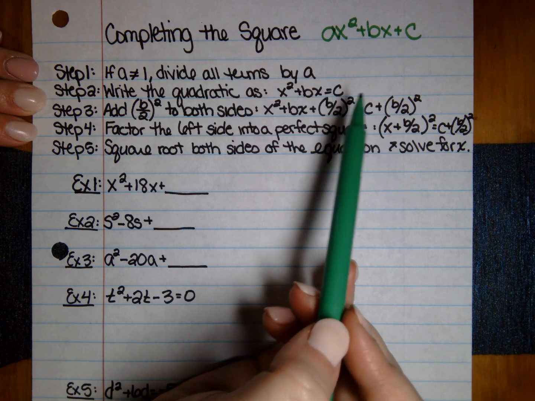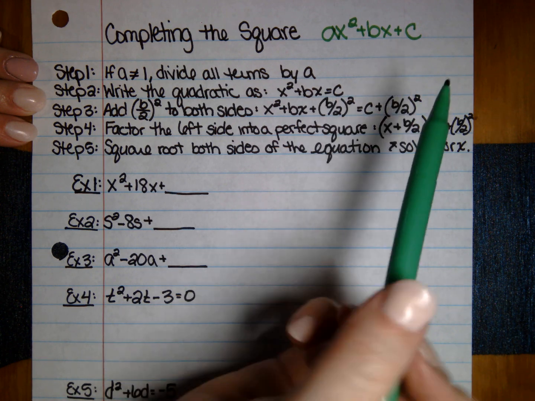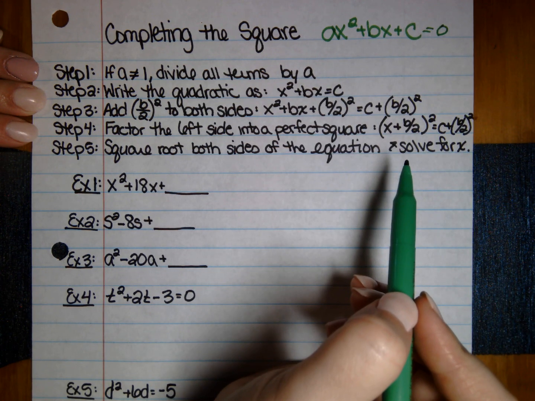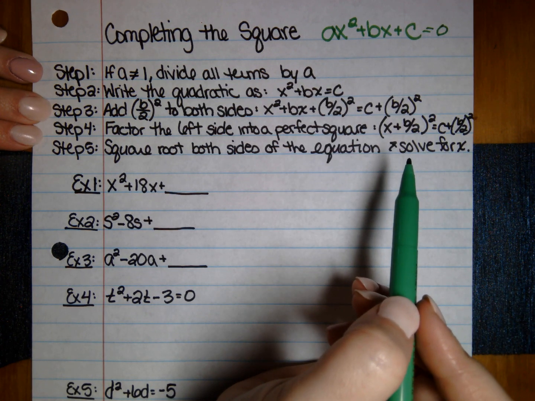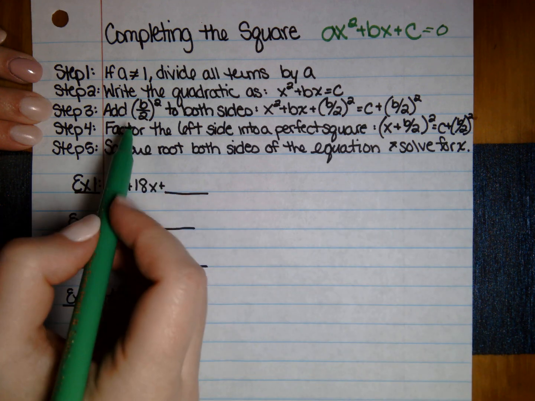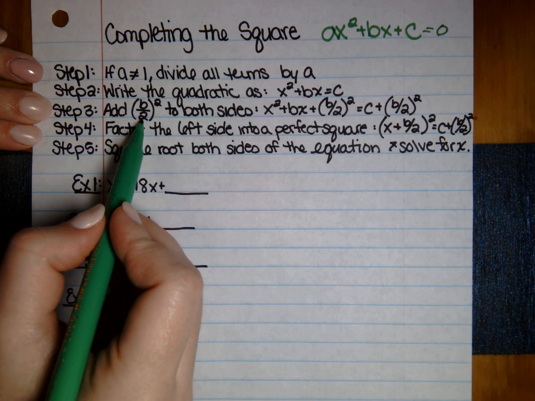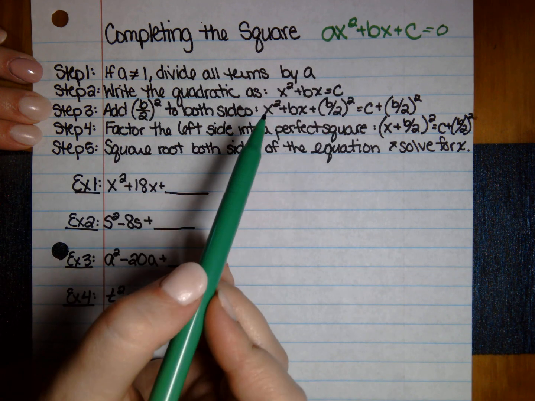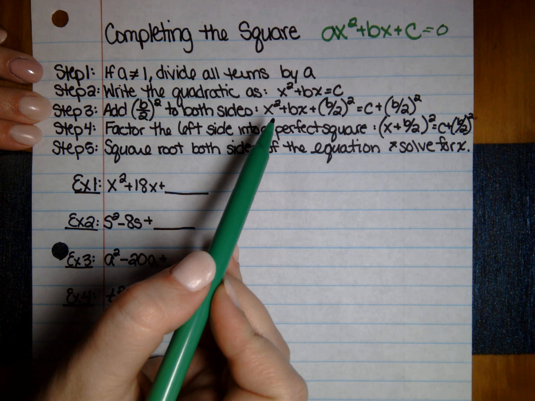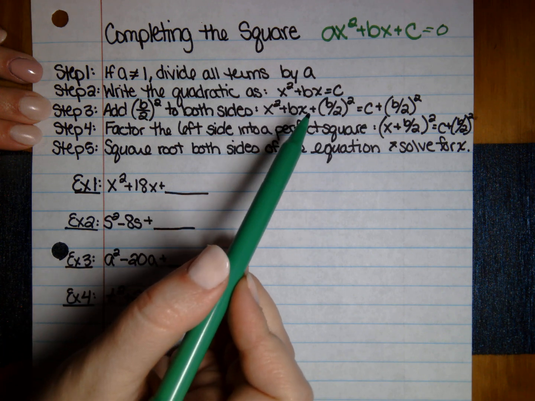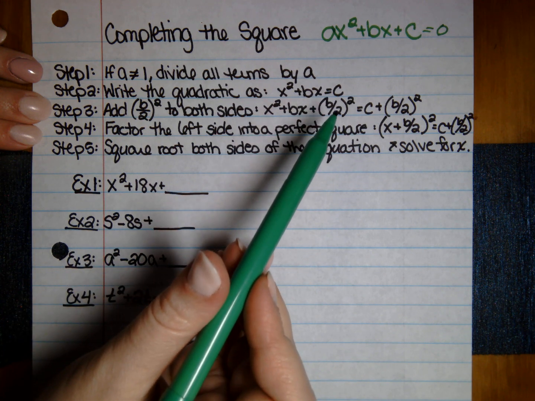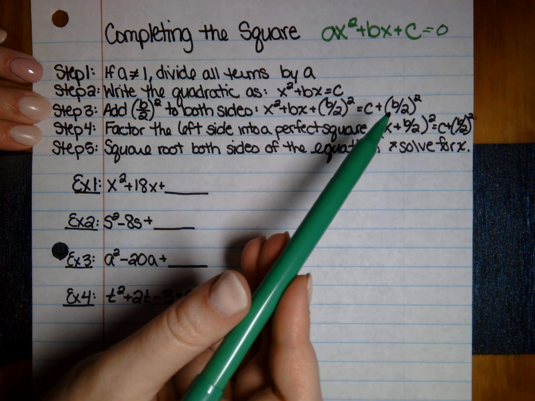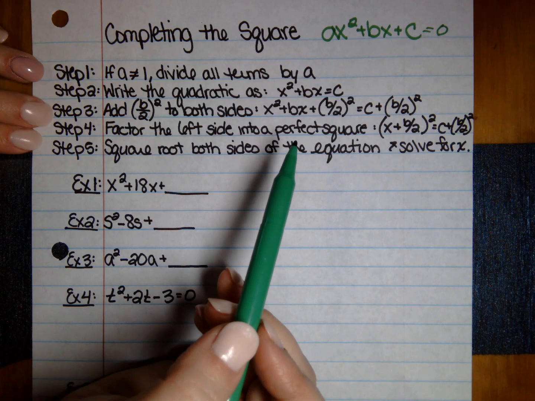Step 2 is going to be to write the quadratic as ax squared plus bx equals c. So we're going to move this constant that was originally equal to 0 to the right side of the equal sign. Step 3 is going to be to add b divided by 2 squared, so half of b squared, to both sides. So now you're going to have x squared plus bx plus half of b squared is equal to c plus half of b squared. Remember, what you do to one side, you have to do to the other.